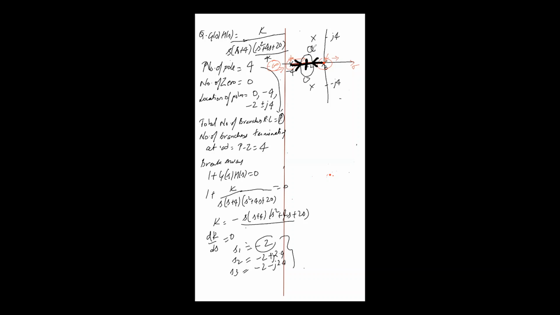So we will see whether this is part of our root locus or not, or whether this is our breakaway point or not, right? Currently we will take -2 as our breakaway point. So our breakaway point will be -2.